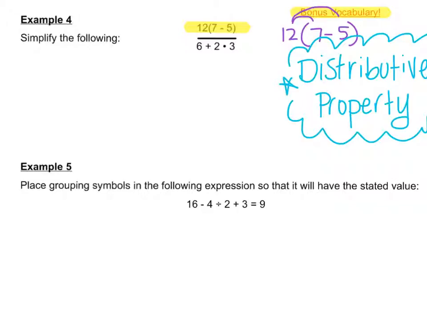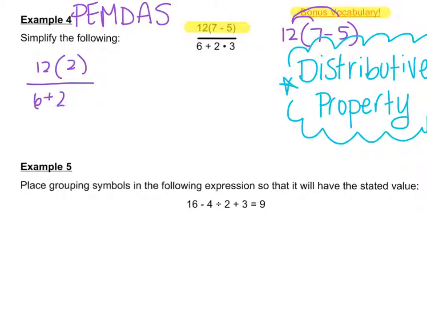Anyways, if we were going to solve, remember, please excuse my dear Aunt Sally. So first, deal with our parentheses. So I'm going to have 12, 7 minus 5 is 2, all over, there's no parentheses, 6 plus 2 times 3. No exponents. I do see multiplication on top and bottom. 12 times 2 is 24, all over 6 plus 2 times 3, which is 6.